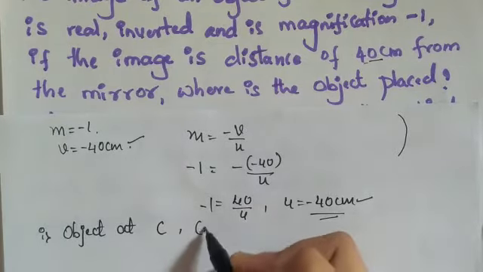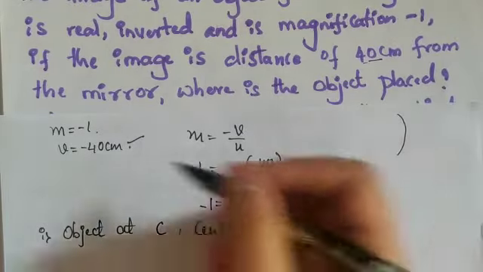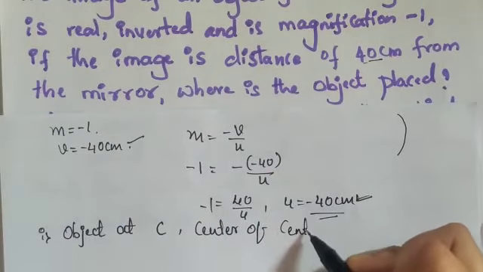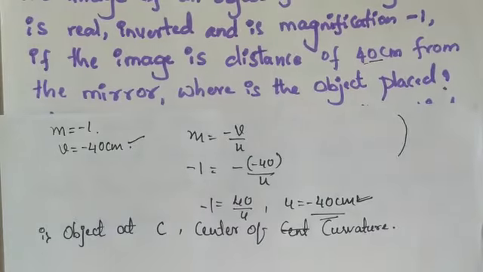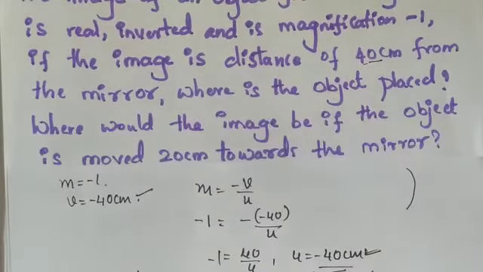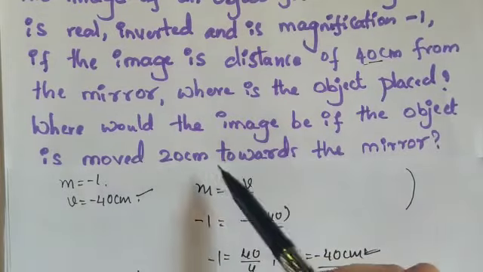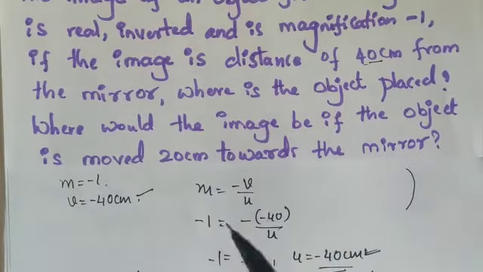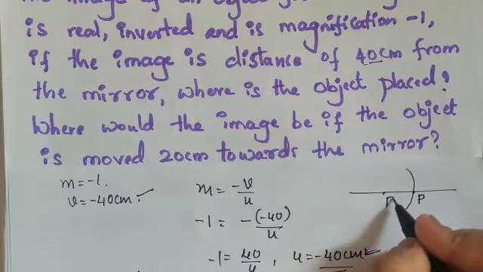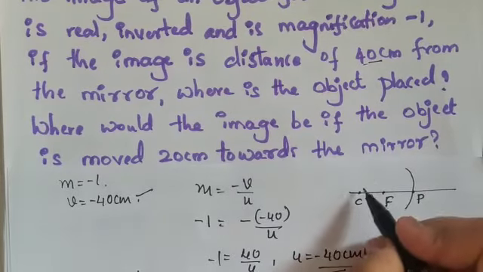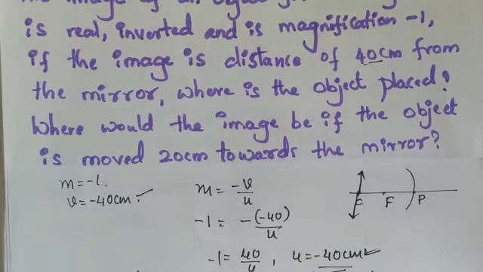C means at the center of curvature only you are getting object distance equal to image distance. So now the first condition we have proved. Now let us go with the second one. Where would the image be if the object is moved 20 centimeter towards the mirror? That means P, F, C. Since the object is placed at 40 centimeter, the image is also forming there itself.